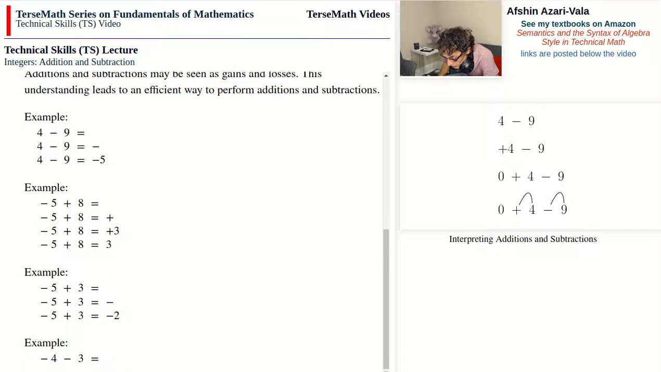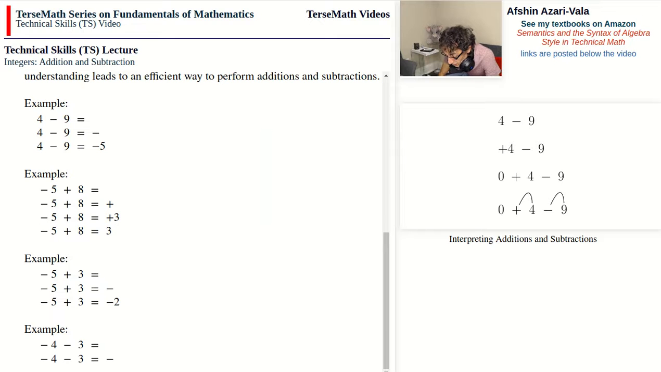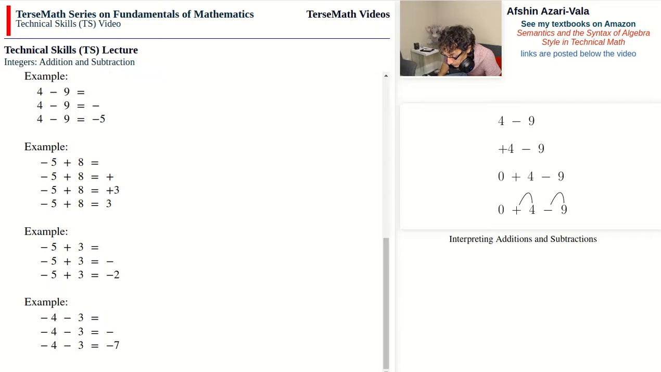For the fourth case, we have a loss of 4 followed by a loss of 3, so for sure we're going to have a net loss. And in terms of the size of the loss, we add the two numbers because it's two losses following each other. So we are, in a sense, seeking the total loss, and that becomes negative 7.